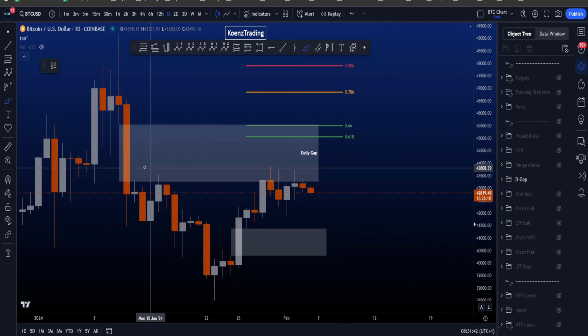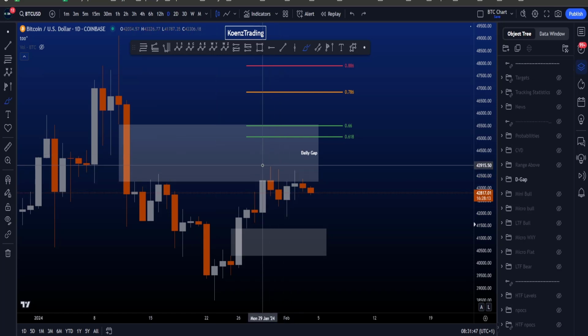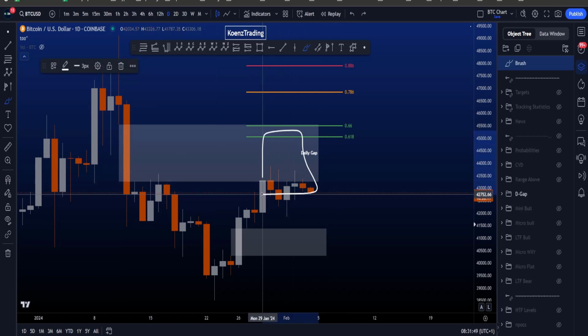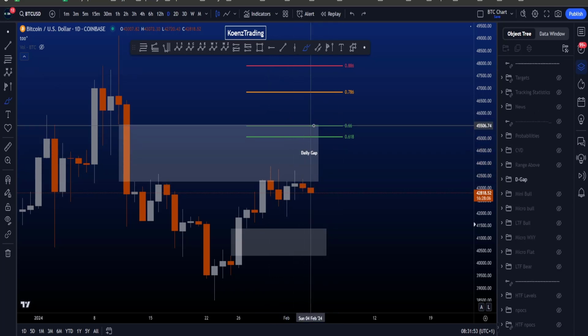The gap to the upside has been tested once here for a bigger rejection, tested twice now, and you can imagine the longer we range here below resistance, the higher the probabilities to move to the upside and fill this gap, where the high of the gap is at 45.5k.